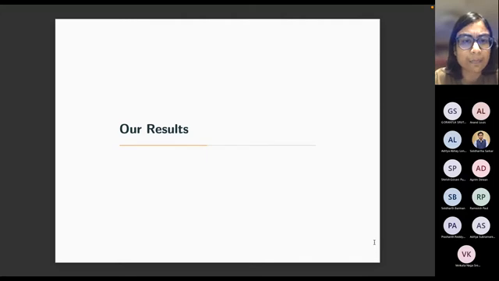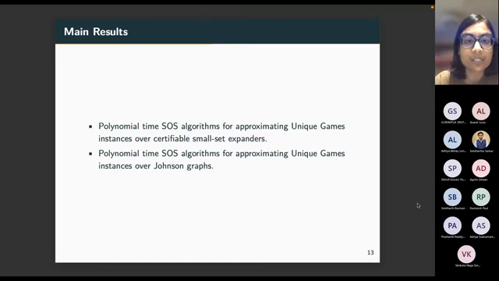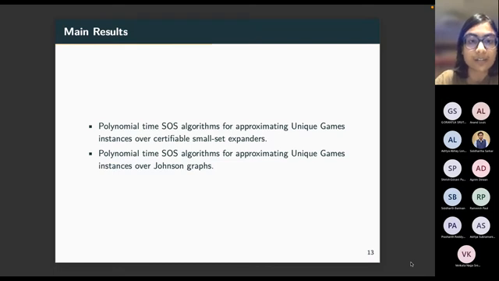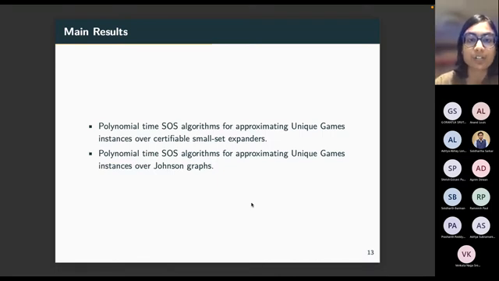Now I will state our results. We firstly show polynomial time sum of squares algorithms for approximating unique games instances over certifiable small set expanders. And in fact, our algorithm is pretty versatile because it also generalizes to Johnson graphs. And these are graphs that are not small set expanders. But I will discuss why we can generalize this algorithm on small set expanders to Johnson graphs. And in fact, I will mention that in recent work, we have even generalized it to high dimensional expanders. Again, these are classes of graphs which are not small set expanders, but they have nice properties. And they are actually a generalization of Johnson graphs. Today, I will discuss the first result in more detail.